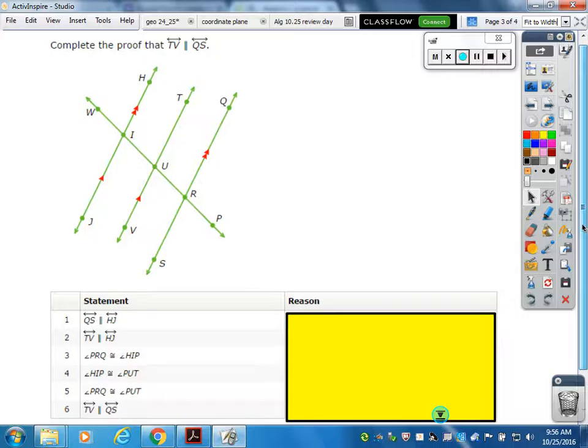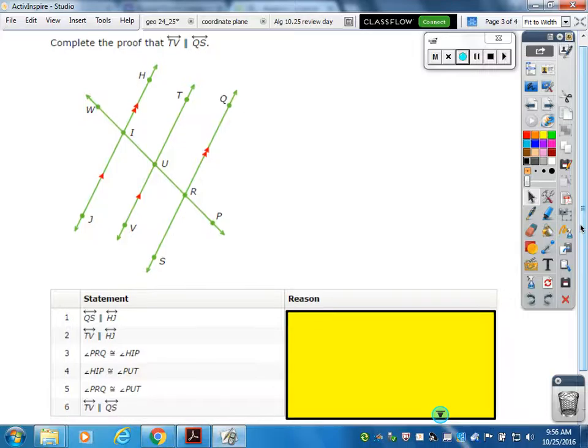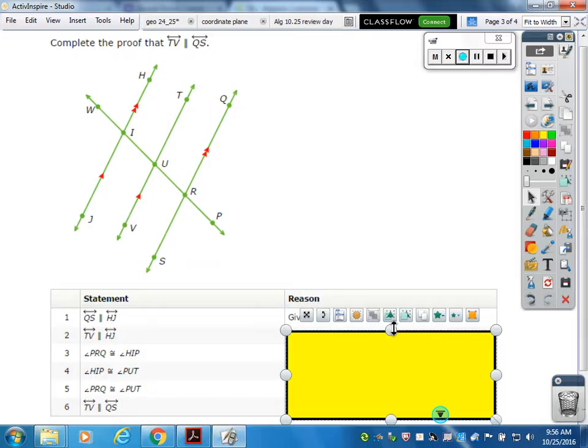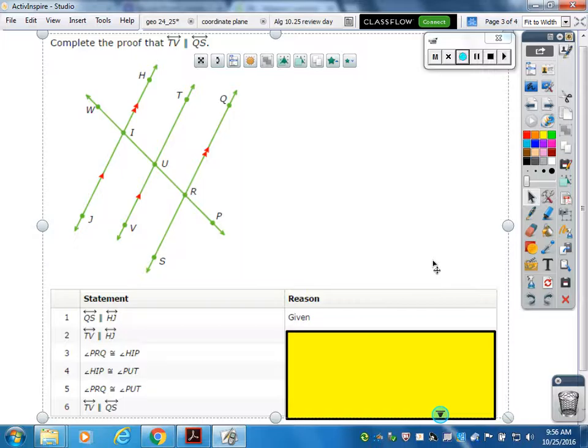They've completed most of it for you. It's just the last question, I believe, you've got to fill in. But we'll walk through it. Statement 1 says that QS is parallel with HJ. So just like all of our other proofs, that has been given to you. Okay. Statement 2 says line TV is parallel with line HJ.